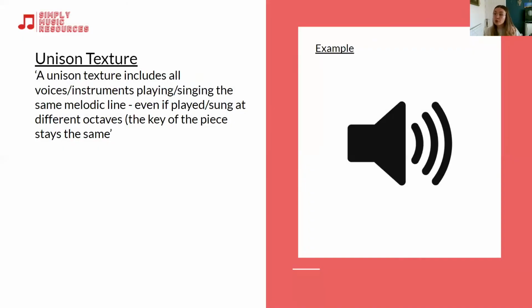So moving on to unison texture. A unison texture includes all voices and instruments playing or singing the same melodic line, even if it's played or sung at different octaves. The key of the piece stays the same. So here is an example of a unison texture.